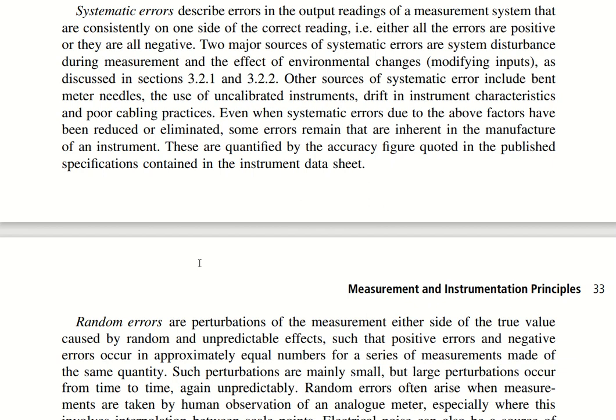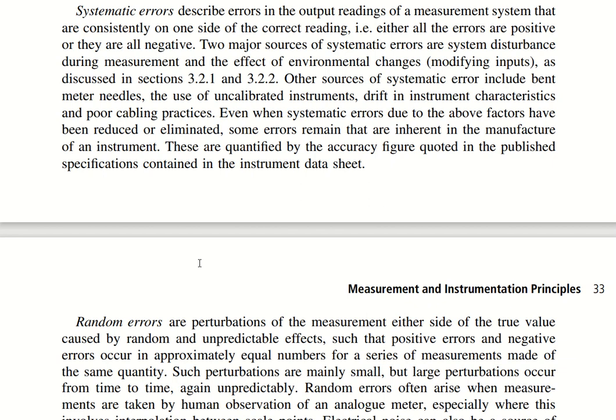So random errors are perturbations of the measurement either side of the true value caused by random or unpredictable effects, such that the positive errors and negative errors occur in approximately equal number for a series of measurements made of the same quantity. And such perturbations are mainly small, but a large amount of these perturbations occur from time to time. And again, this will be very unpredictable.